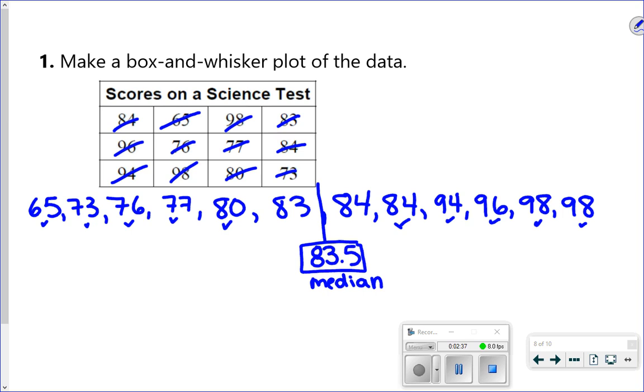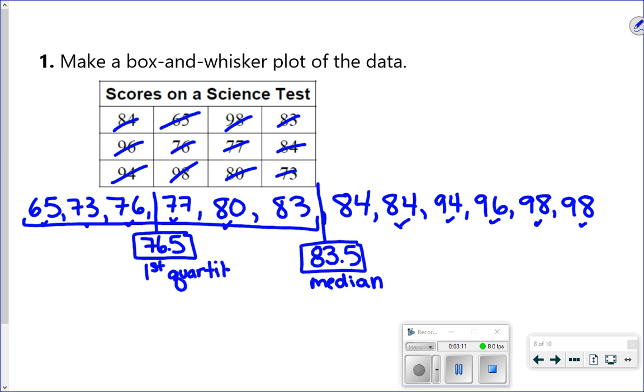Now I have to find the median of the bottom half and the top half. So I'm going to look at the bottom half. I do not include my median in there, but since 83 wasn't really my median, I am including that number. Now I can continue to go back and forth, or I can count and say I have 6 numbers. So my median for this half is going to be in between 76 and 77. That's going to be 76 and a half. That number is called our first quartile or our lower quartile. That just means median of the bottom half.